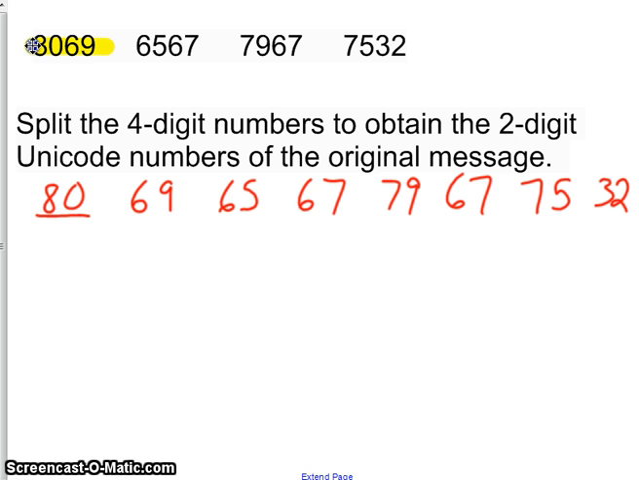And then I'm going to use the Unicode from the first page of the project to see what those numbers mean. So 80 means P. Are there any other 80s in this problem? No. Let's see, 69 means E. There's no other 69s. 65 means, excuse me, 69. 65 means A. And there are two 67s, so 67 is C.